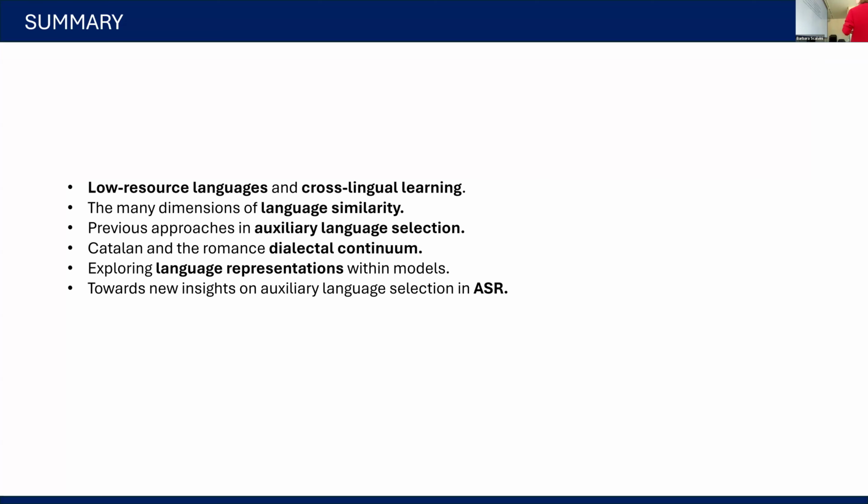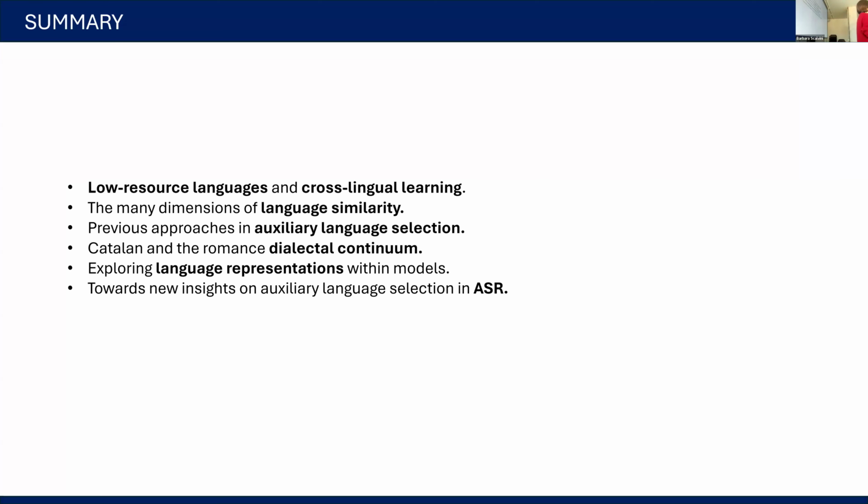So we're going to look into what cross-lingual learning is. Probably you all are already familiar, but this was supposed to be approachable for everyone, so we're going to look into that for a little sec. Then we're going to talk about language similarity and what we actually define as language similarity. We're going to look at previous approaches that people have used in order to select auxiliary languages, so these languages that we use in order to optimize transfer learning. We're going to look at Catalan and the dialectal continuum.